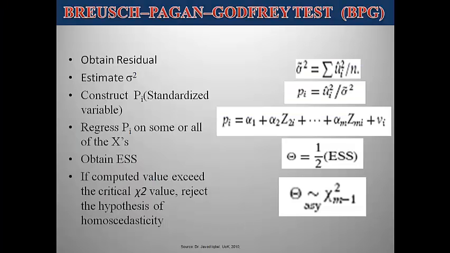Next is the Breusch-Pagan-Godfrey test, usually called the BPG test. In this test, we get the residuals, then estimate the variance, then we construct the p i, this standardized variable, then we run our regression on p i, then obtain the ESS, and if the calculated value of this test exceeds the tabulated value of chi-square, then we can say this distribution has heteroskedasticity.